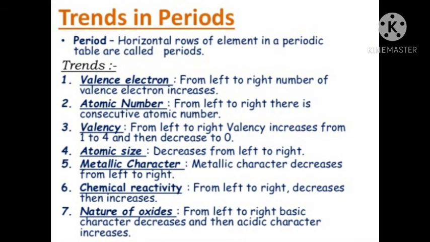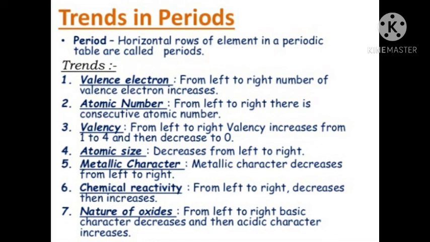Trends in periods. Horizontal rows of elements in a periodic table are called periods. Trends. First one, valence electron. From left to right, the number of valence electrons increases. Second, atomic number. From left to right, there is a consecutive increase in atomic number. Valency: from left to right, valency increases from 1 to 4 and then decreases to 0.